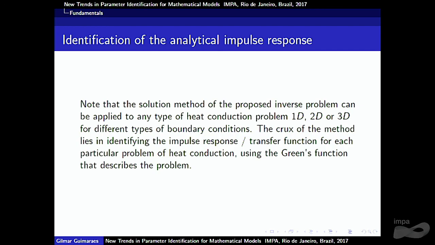This method can be used in any type of heat conduction problem, 1D, 2D, or 3D, and with different types of boundary condition. The crux of the method lies in identifying the impulse response transfer function for each particular problem of heat conduction, using the Green's functions that describe the problem.